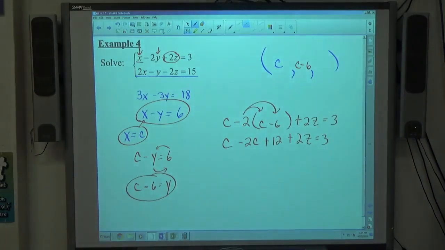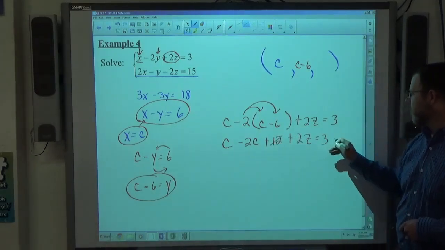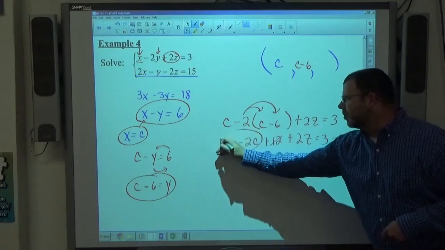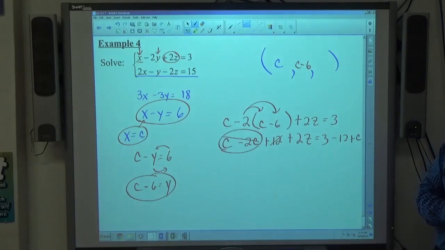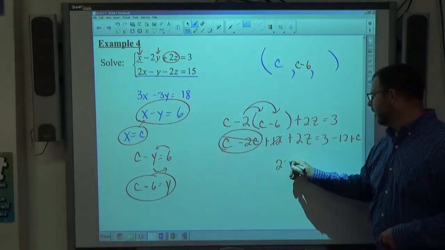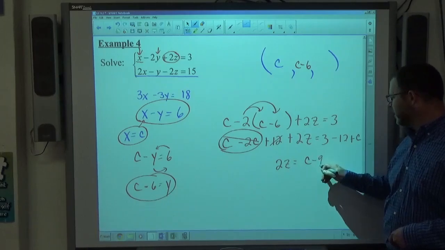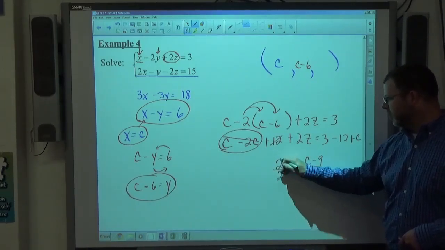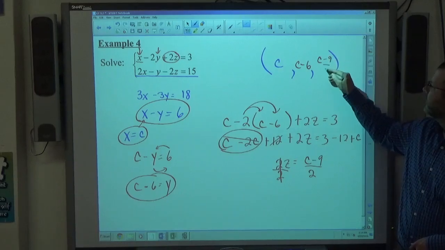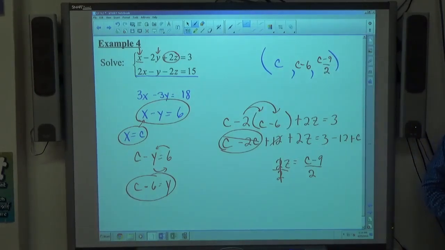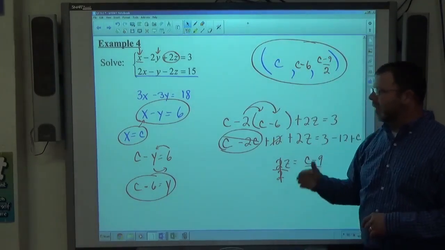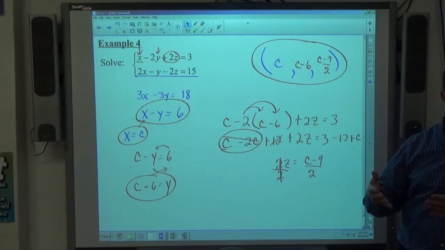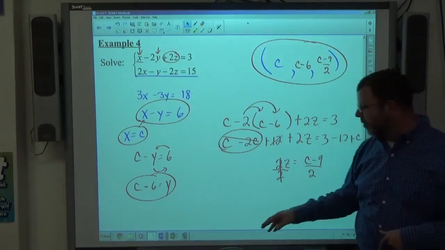My job is to figure out the value of z in terms of C, so I want to get z by itself, everything that isn't z to the other side. Let's move the 12 over as minus 12. C minus 2C altogether makes negative C. Moves over as a positive C. So I end up with 2z is equal to C minus 9. Divide both sides by 2. Z is equal to C minus 9 over 2. Keep in mind that if the book did it a different way, they're going to get a different looking answer that's going to represent the same thing.